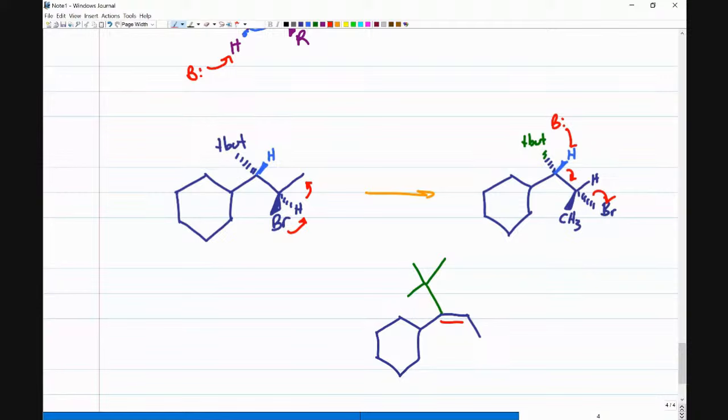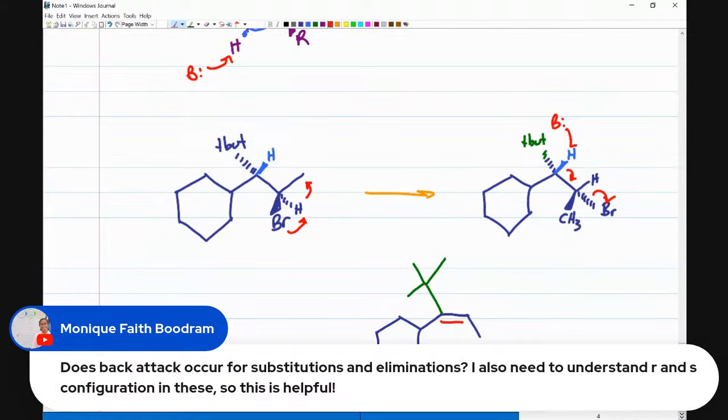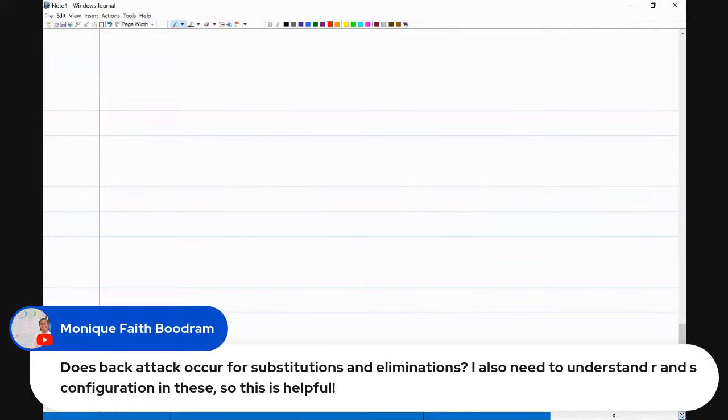Aliyah, I covered that before, so you'll watch the recording. Question, does a back attack occur for substitution and elimination? I also need to understand the RNS configuration. Okay, so let's talk about the back attack, because that will bring us into our next problem.